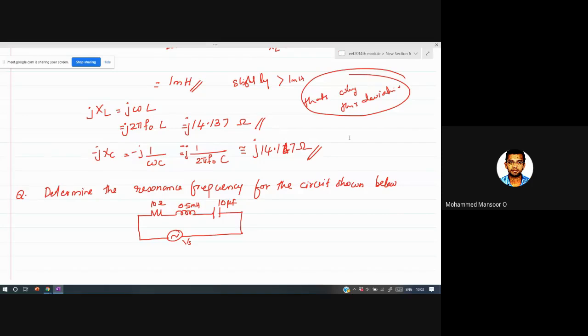Have you copied this question? You just copy the resistance, inductor and capacitance values. Have you copied? Shall I stop? Pardon? Copied?